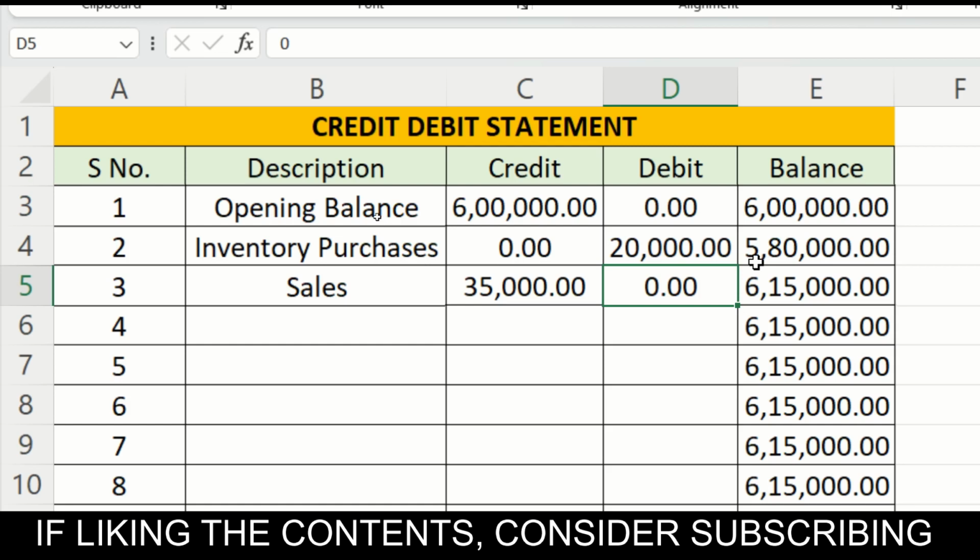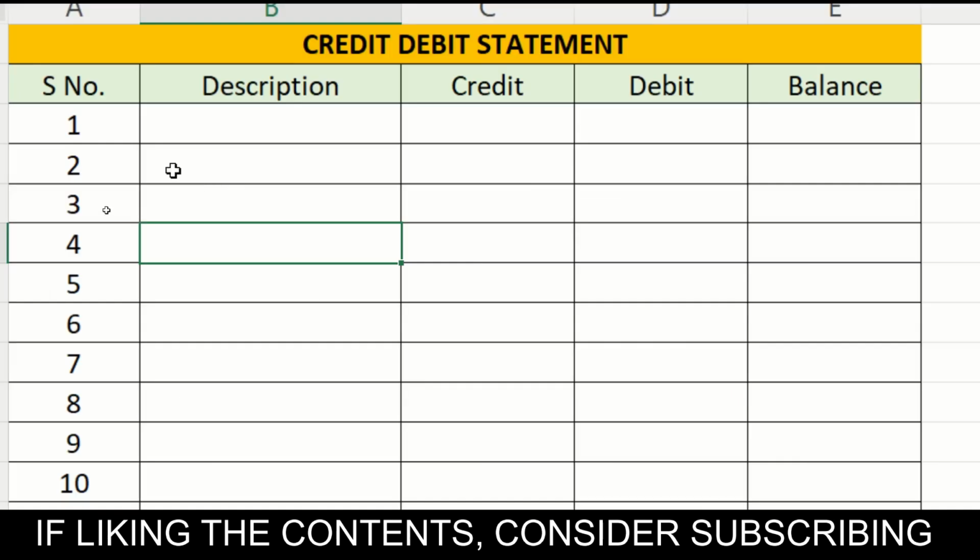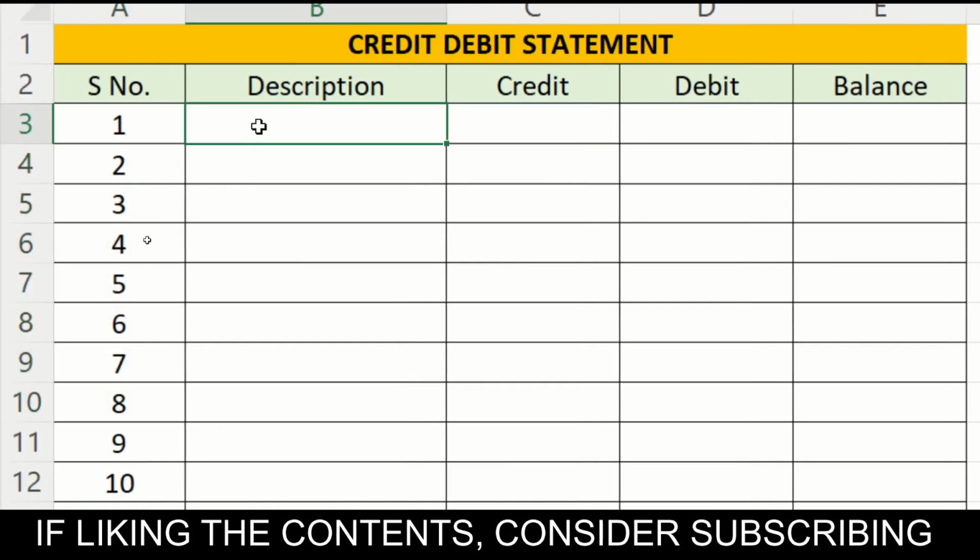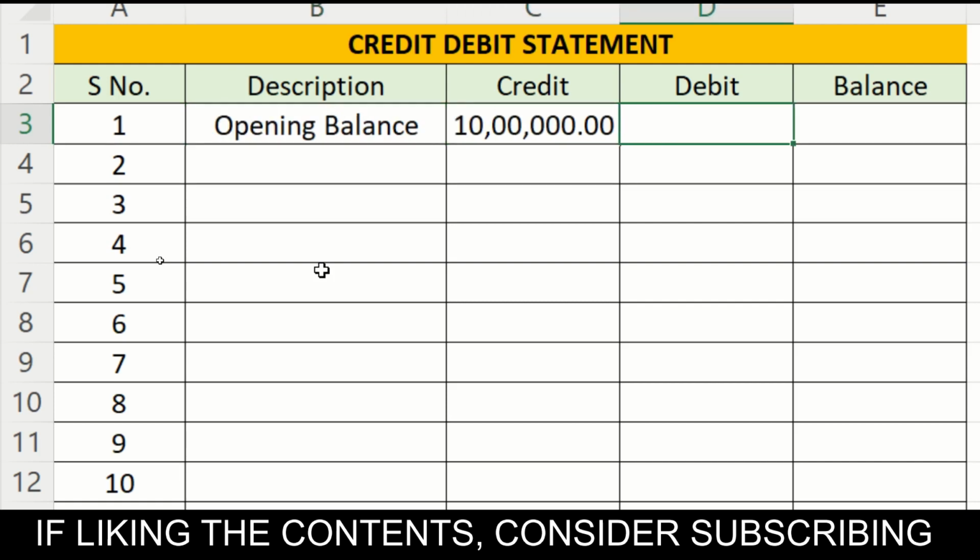So let's proceed in this tutorial to demonstrate how to create this template, which can be of tremendous use for any financial or any normal Excel user as well. So let's start this. We have the serial number running in here. For the description, let's start with opening balance. Let's put it like 10 lakhs. Debit will be 0. Balance will be equal to this credit minus debit.